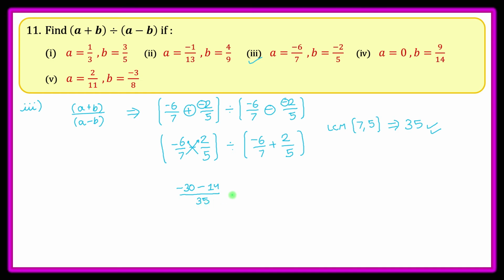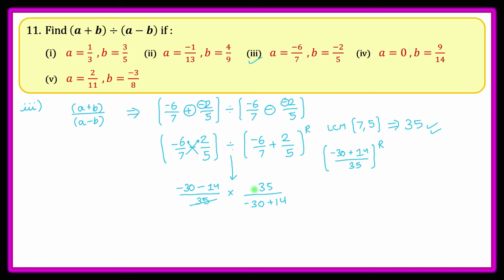This thing would be divided, as I am going to change the division sign into a multiplication sign. Why? Because now I am going to take its reciprocal. So here 5 into minus 6 would be minus 30 plus 7 into 2, that is 14 upon 35. Now as I change the division sign into a multiplication sign, I am going to take the reciprocal of this fraction, and I am going to get 35 upon minus 30 plus 14. I am just skipping some steps, but you have to simplify it, take the reciprocal and change this sign. I am just changing this sign beforehand only.